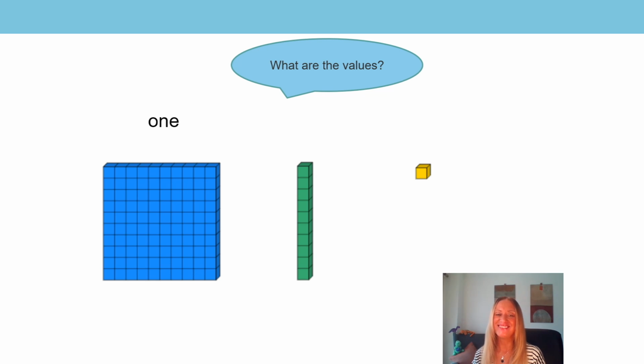How did you get on? What did you think their values were? I'm going to ask you to prove it as well. But first, can you tell me the value of the green block? Did you say it was 1/10? Fantastic, well done if you did. And what about the yellow cube? Did you say that that was 100th? Fantastic, really well done if you did that. Shall we have a look at how we can prove that?